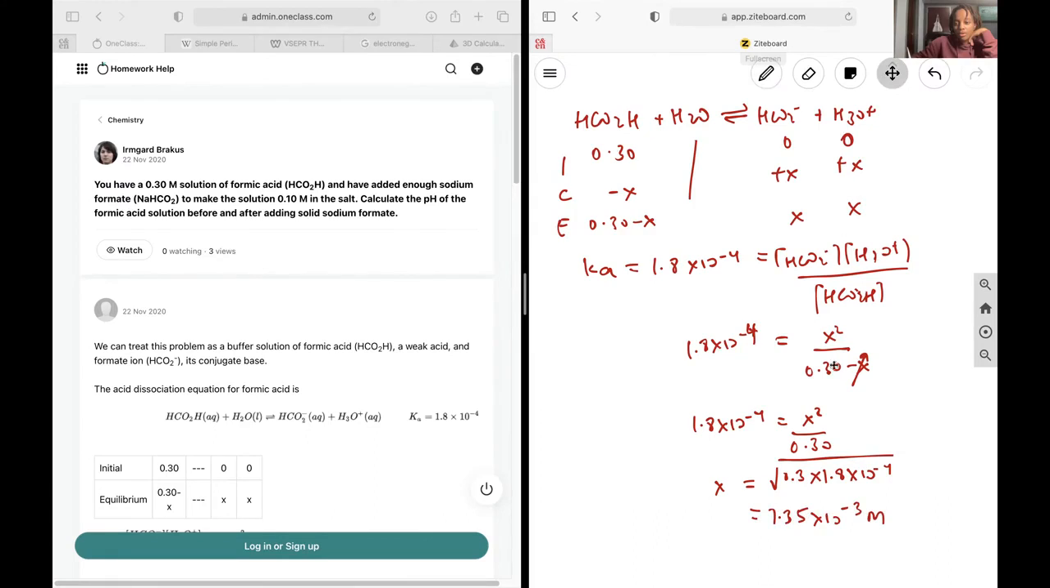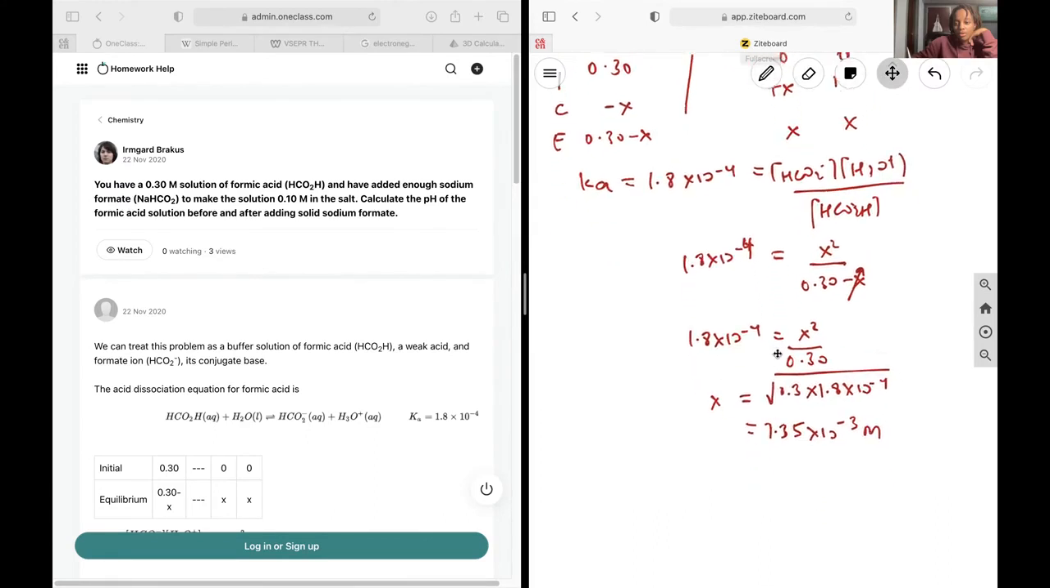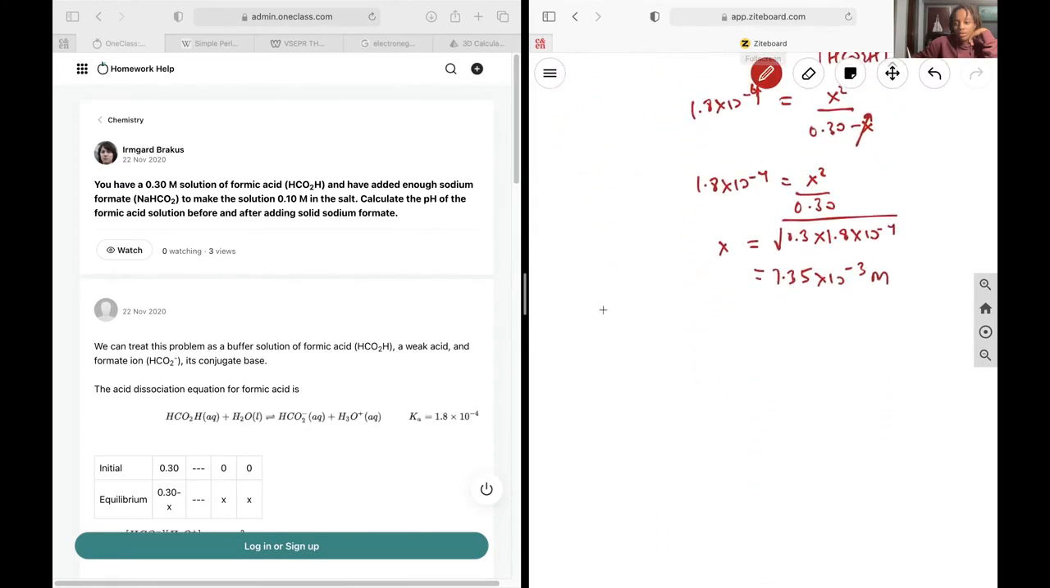And so note the concentration of H3O+ at equilibrium is that. In order to find the pH, I'll just need to take the negative log of the concentration of H3O+, which will be the negative log of my answer up here. And that will actually give me a value of 2.13 as my answer.